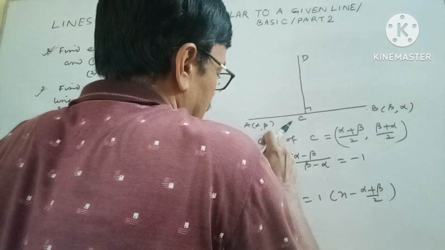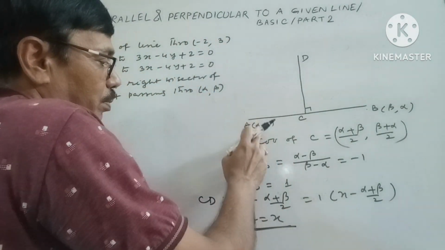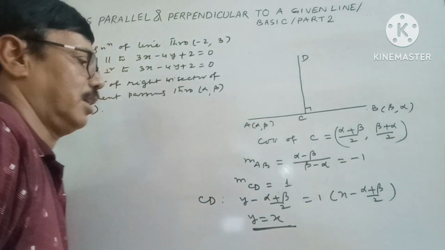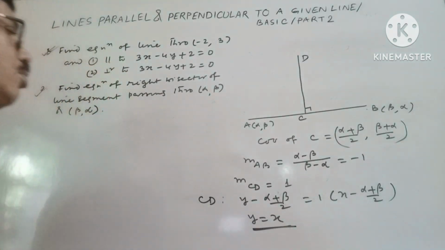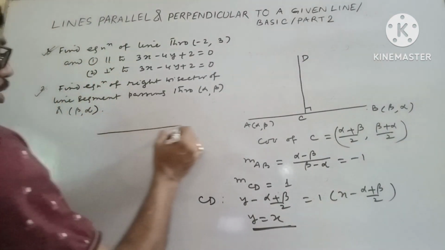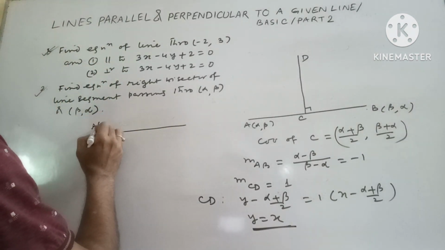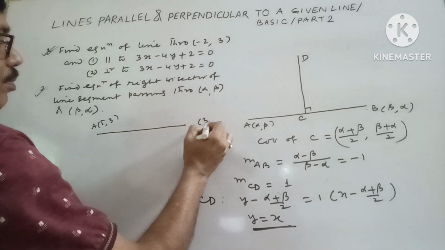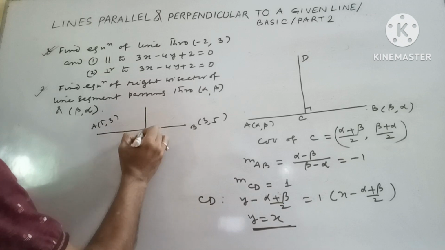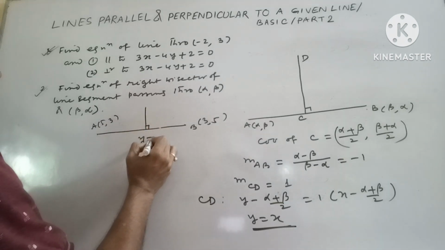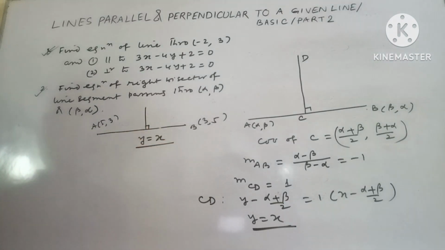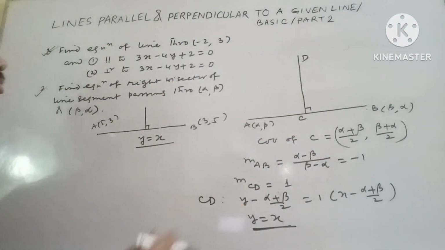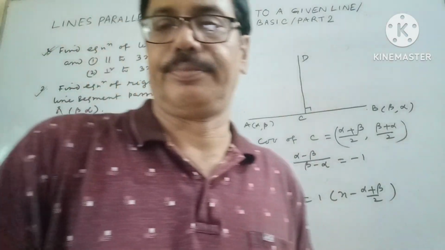If the coordinates of B are the reverse of A, then you get y equals x. No need of calculation. Suppose A is (5, 3) and B is (3, 5). So what is the perpendicular bisector? The perpendicular bisector is y equals x. So you remember this result.